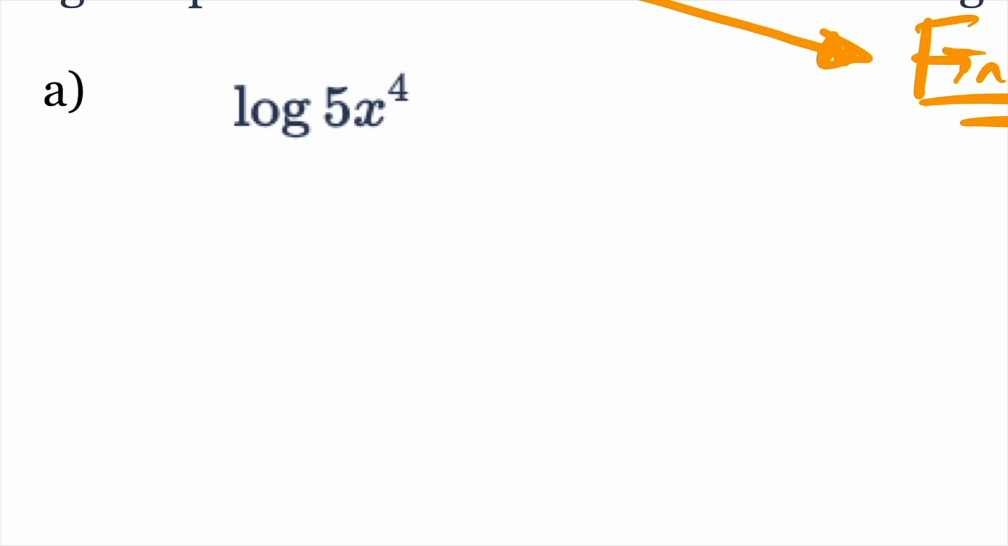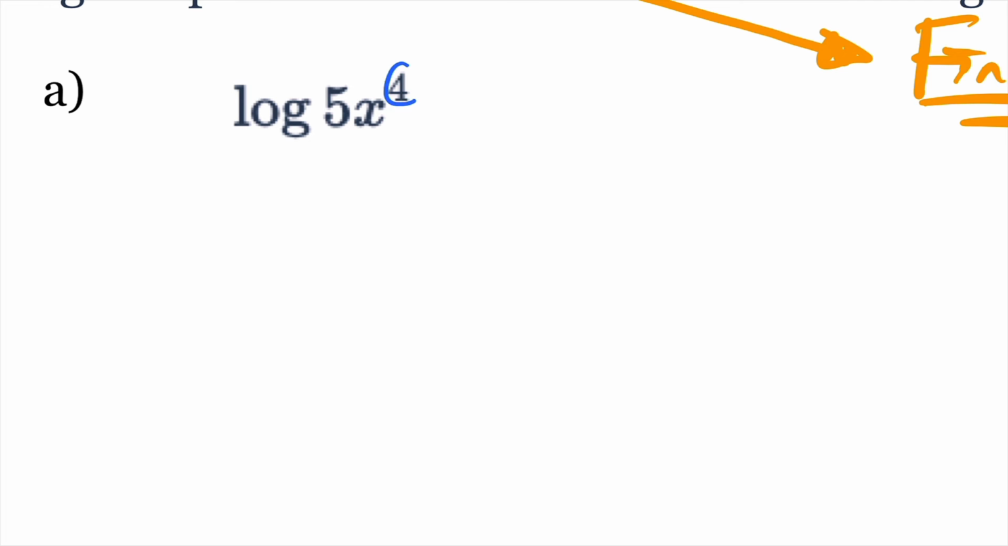I have multiplication. How do I know I have multiplication? There's no division. I don't see any division. How do I know I have product? What about the x? You're close. How do I know I have product property?